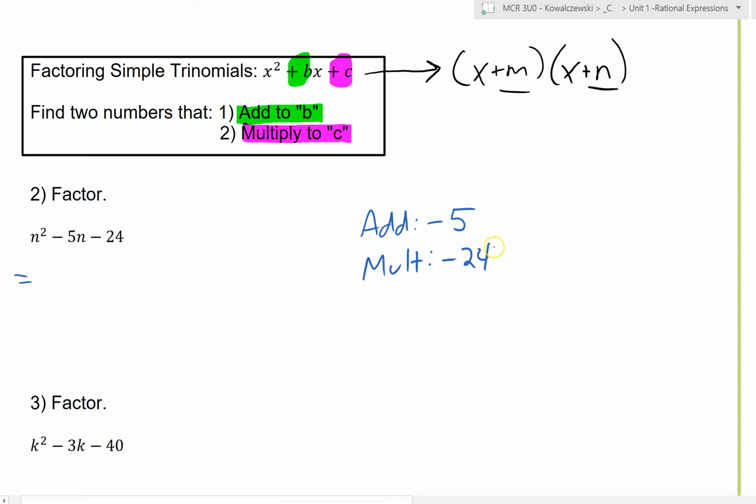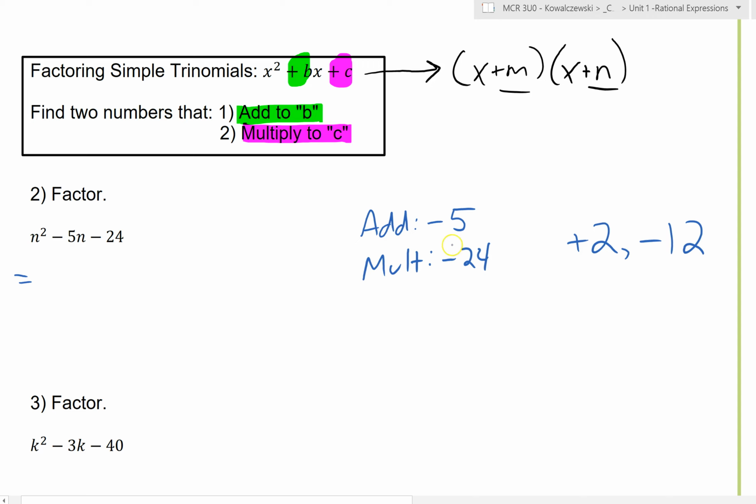Now, a few little tricks here. I know that we're multiplying to a negative number, so I know that one number must be positive, one number must be negative. That's the only way that you can multiply to a negative number, by having different signs. What I also know is because they're adding to a negative number, the negative number will have to be larger, it will have to be bigger. So if you think of some numbers that multiply to 24, for example, there's 12 and 2. So I could say negative 12 and positive 2.